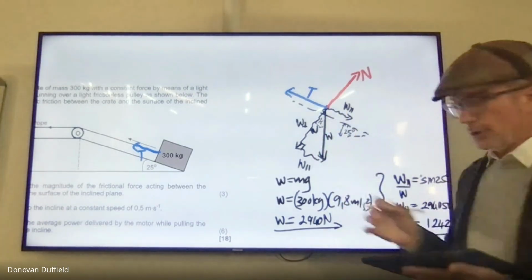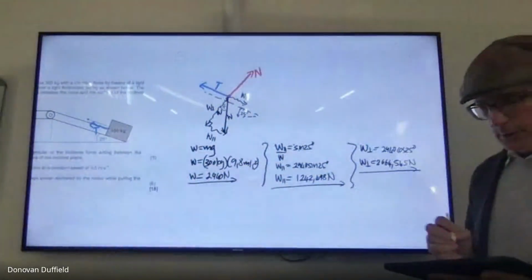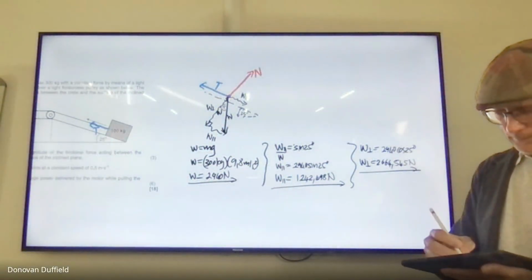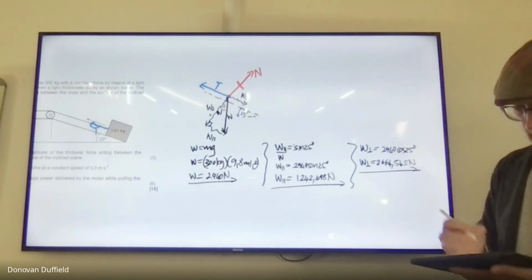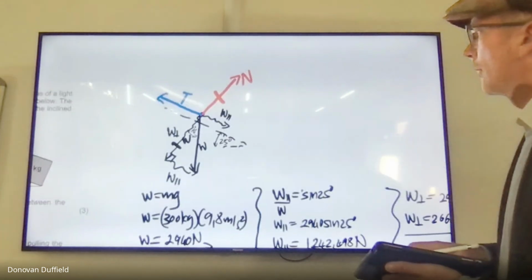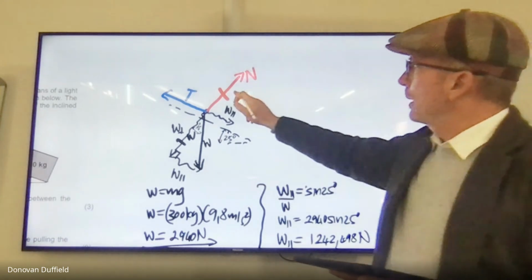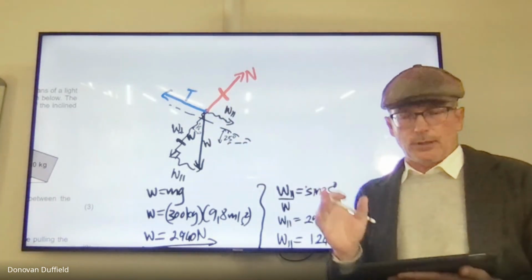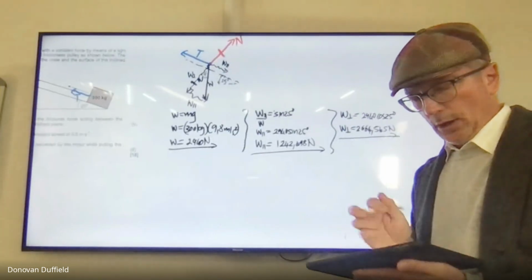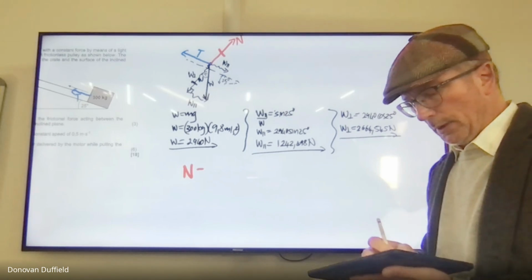So the normal reaction is going to equal W perpendicular, because there's no other force or component of a force that is perpendicular to the slope. So we know that the normal is going to equal W perpendicular.